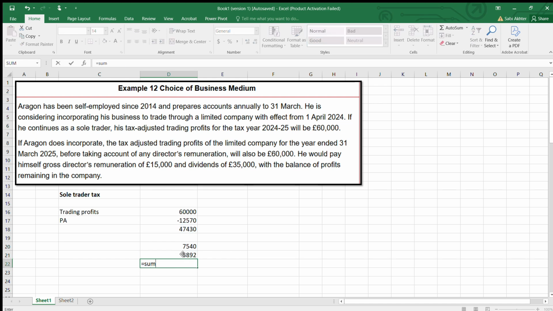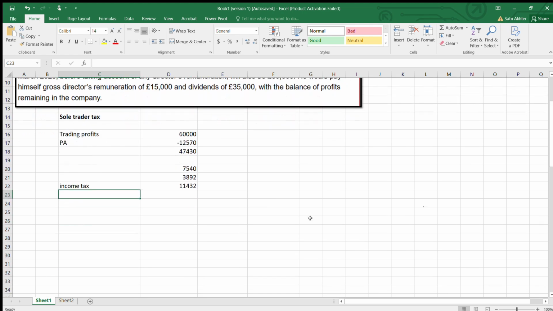And now we'll add up the two. So this is your income tax, 11,432. Now we are going to find class 4 NIC because he is a sole trader, self-employed. Now you need the knowledge of your NIC, and you also need to know what NIC they will be, what class. So class 4 NIC. How is it paid?